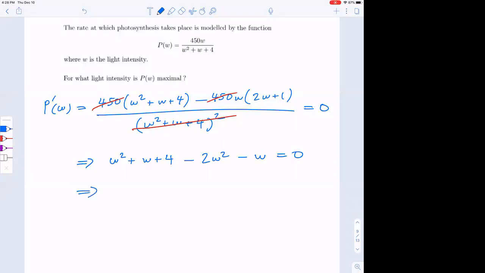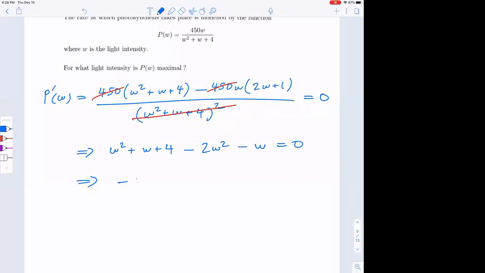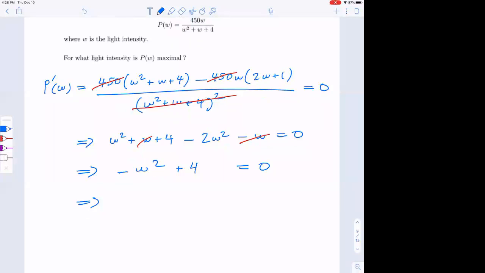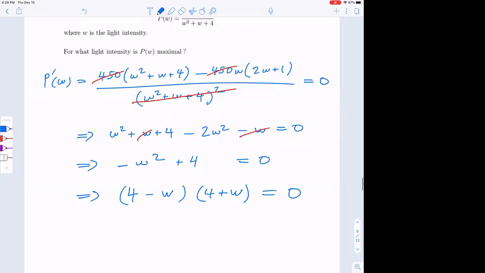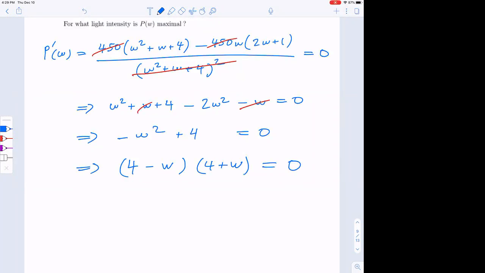Okay, so let's try to clean this up. We would have a minus W squared when we combine the W squareds. And we have a W that goes away with a minus W, so that's very nice. And then we have a plus 4. So from here, we have a difference of squares where we can write (4 minus W)(4 plus W) equals 0. So we have two places where P' is equal to 0.